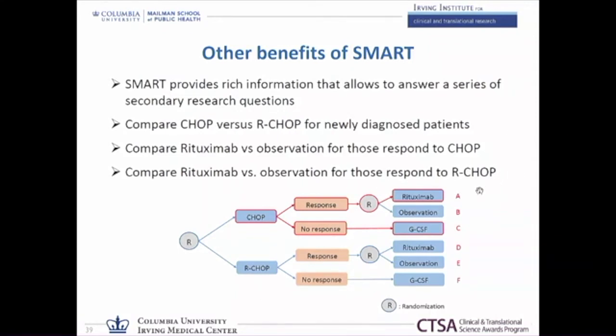Also, we can compare rituximab versus observation for those responders of CHOP, and compare rituximab and observation for those responders after the R-CHOP. We can do this because we conduct sequential randomization given different conditions of the patient sequentially in the study. Although the trial was powered based on the primary question, so when we study these secondary questions, we may not have enough power to control the study under a very restricted control of the type 1 error. However, it also still provides very rich, valuable information for those questions.